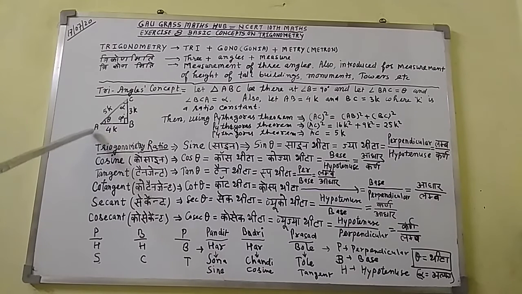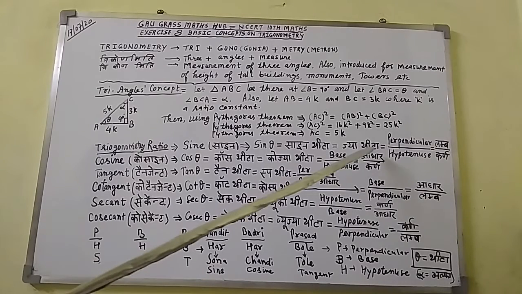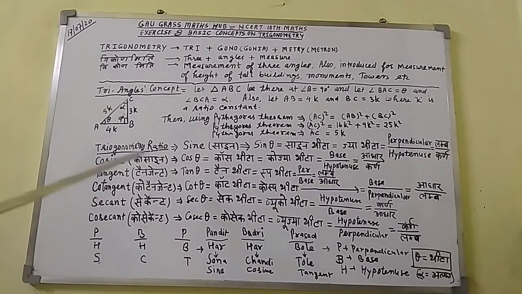Hypotenuse will be AC here. AC is the side opposite to angle B. That will become Aadhar bata curve. Here you can say tangent. In Hindi you can remember tangent. In short form it can be denoted as tan theta.